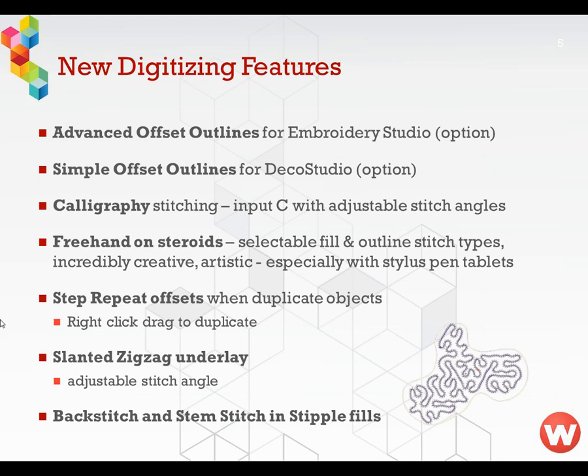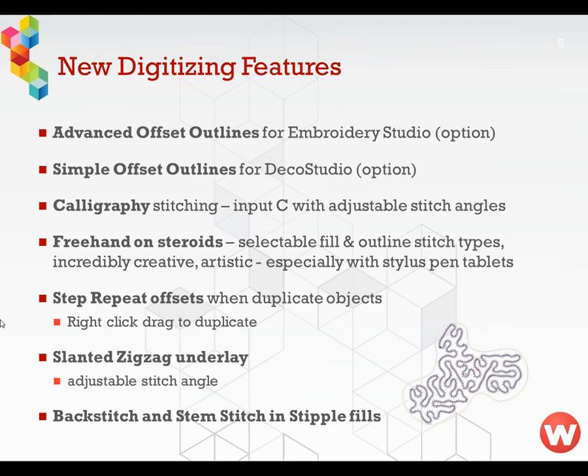Simple offset, so that's your single kind of standard outline. That's going to be standard for Embroiderystudio. Deco Studio customers, this is actually an element or an option that you can look into buying if you would like. Calligraphy stitching, this is a new feature built into the freehand. Again, the freehand is one of those elements, standard for level 3 customers. So I'll touch into that a little bit.